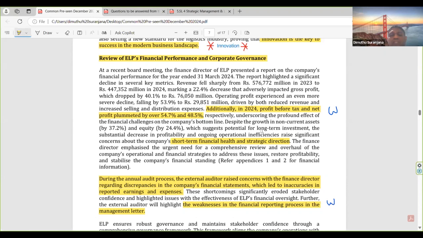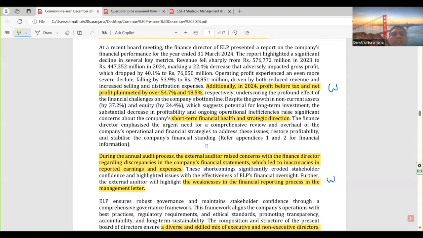The finance director emphasized the urgent need for a comprehensive review and overhaul of the company's operational and financial strategies to address these issues, restore profitability, and stabilize the company's financial standing. So that's more related to financial analysis.